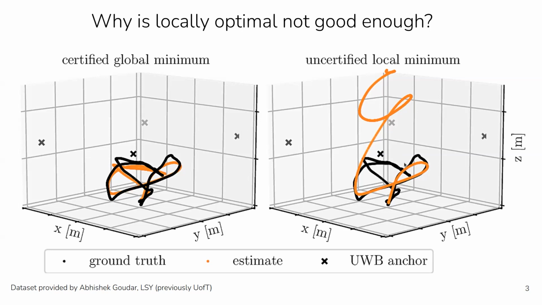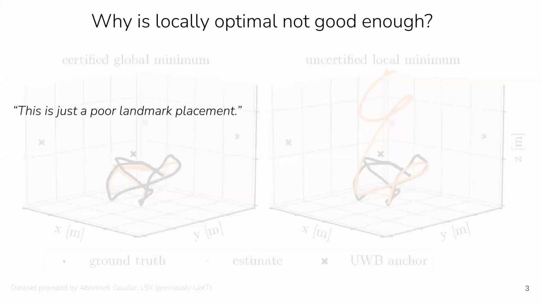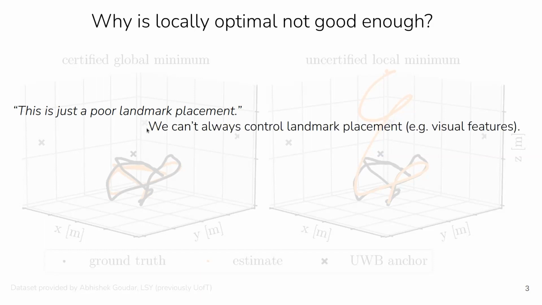And if you're doing motion tracking or an MPC based on a state estimate like this, for instance. Now, maybe the listeners are thinking, okay, this is a contrived example. What I've shown you is just poor landmark placement. In fact, all the anchor points here are on the ceiling, so they're all in a plane, which is poor conditioning. But I want to argue that we can't always control this.